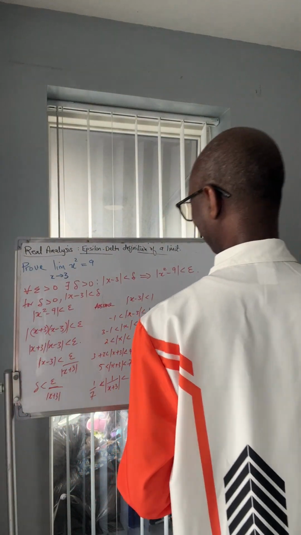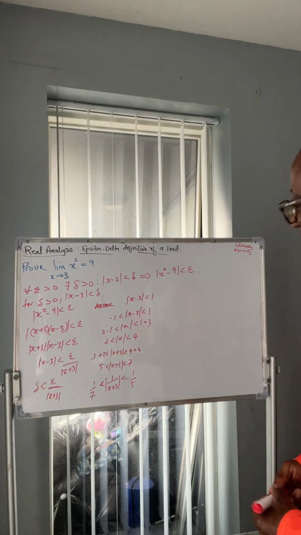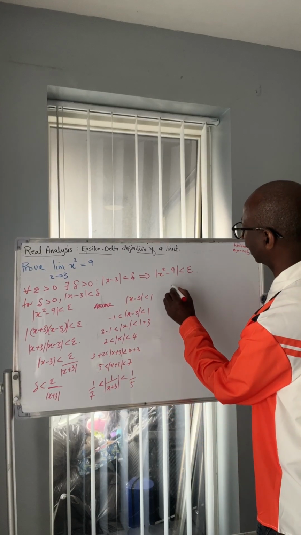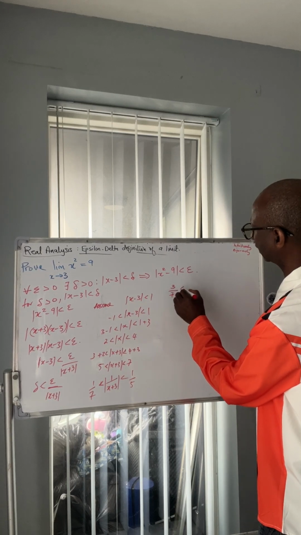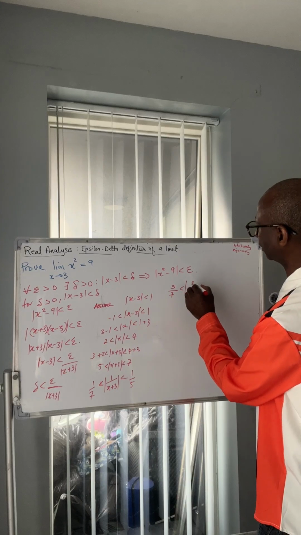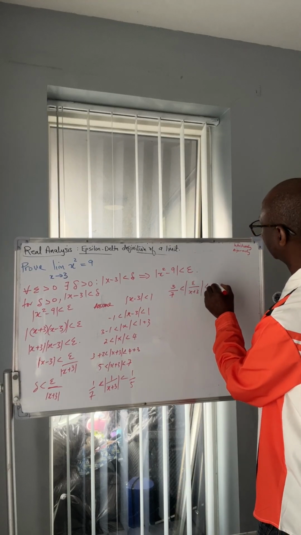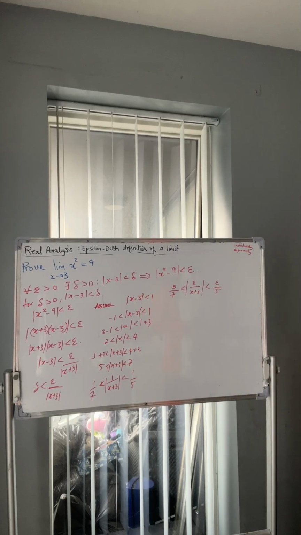So what do I want? Because I have epsilon here, I now want to multiply everything by epsilon. So then I will get epsilon all over 7 less than the absolute value of epsilon all over x plus 3 and less than epsilon all over 5. That's what I got.